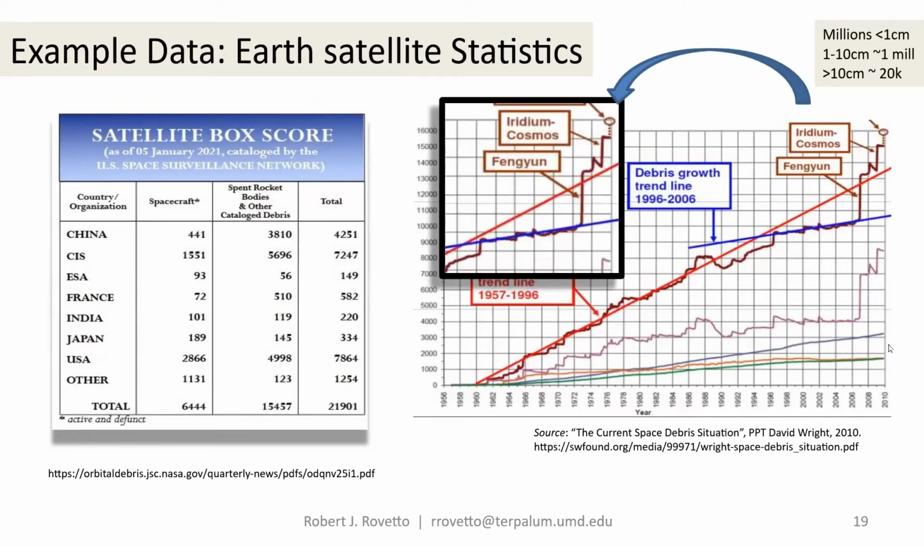So, for instance, focusing on the upper right-hand corner of the graph, we see a particularly impactful event, the collision of two spacecraft in orbit, which drastically increased the amount of debris in our Earth orbit. Right now, some statistics are there are approximately millions of debris less than 1 centimeter in diameter, about 1 million 1 to 10 centimeters, and about 20,000 greater than 10 centimeters in diameter.